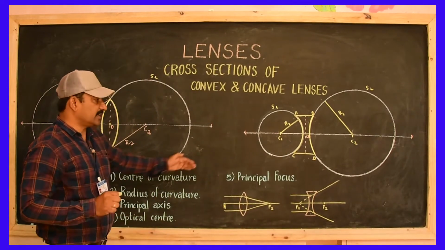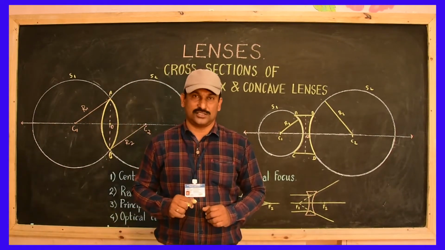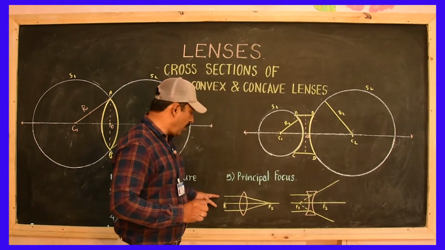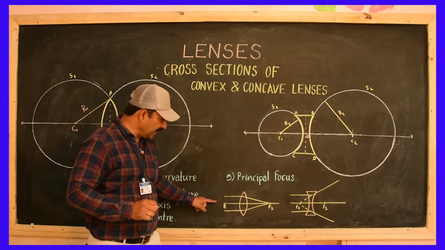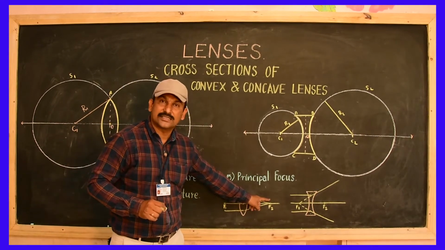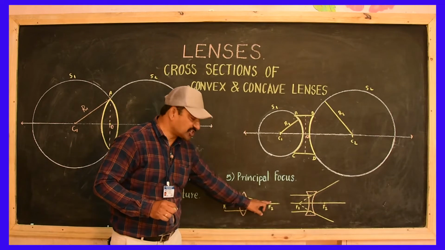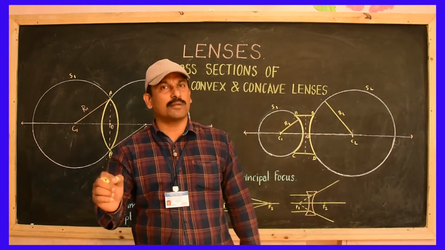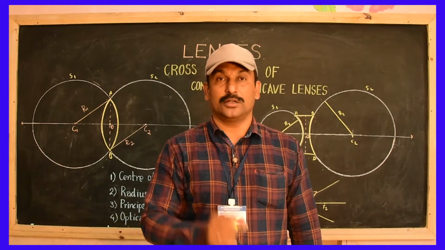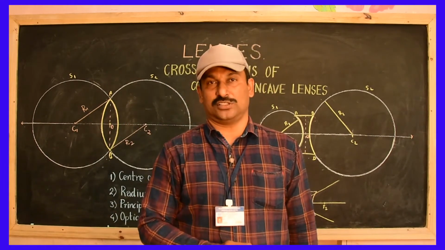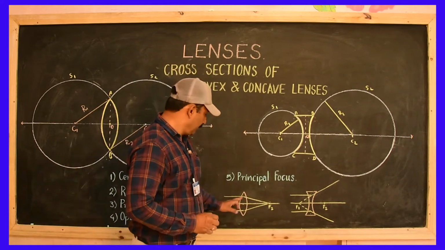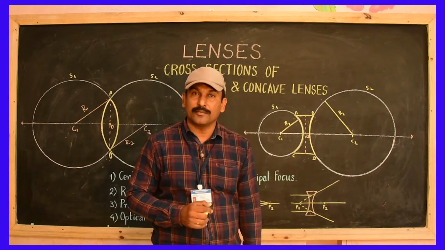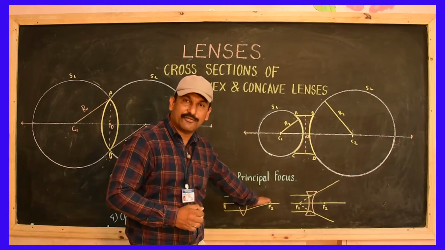Now, the next part is the principal focus. What is principal focus? See, when the rays of light parallel to the principal axis, after refraction, meet in a point and we get a sharp and clear image, that point is known as the principal focus. Here we see the convex lens has two principal foci, that is F1 and F2.